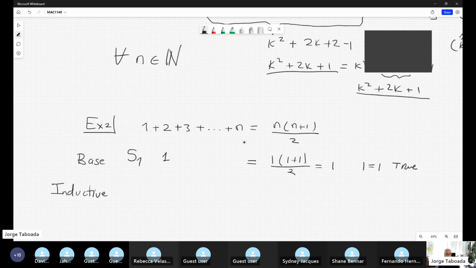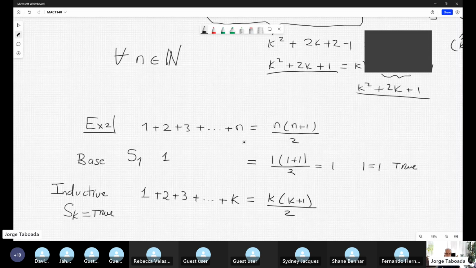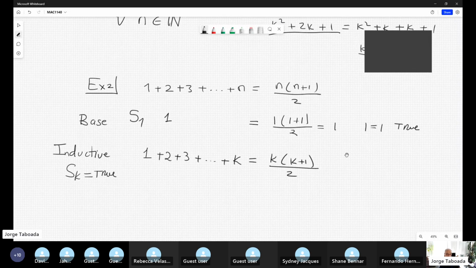Inductive is easy. You suppose that S to K is true. Now, who is S to K? It's the same formula, but now you are not using n anymore, because I suppose K is the last one. You put intermediate value K. S equals K times (K plus 1) divided by 2. I copy the same, but using K, no n. I suppose that this statement is true so far.